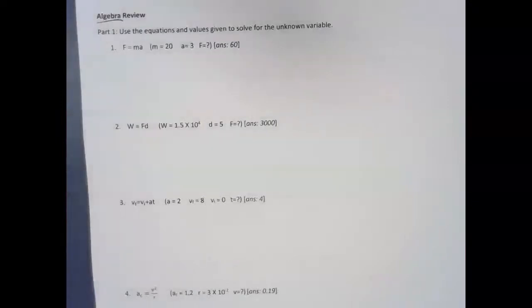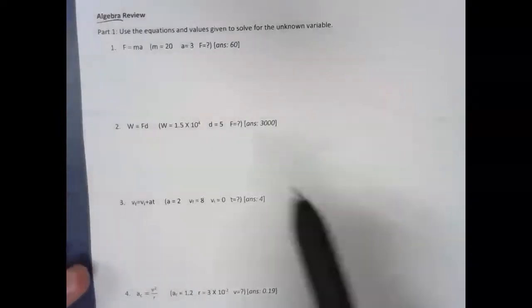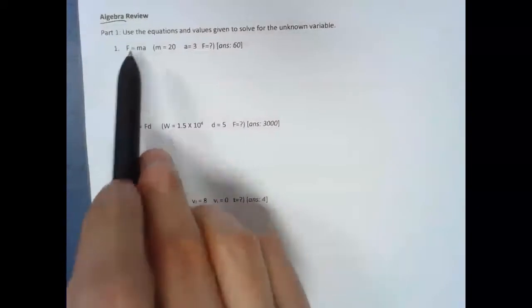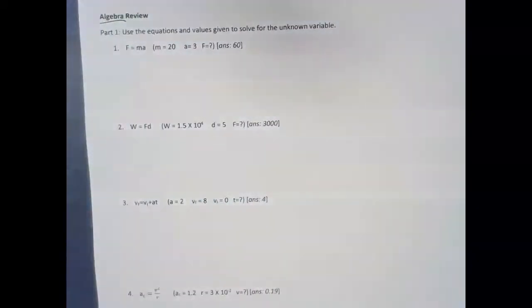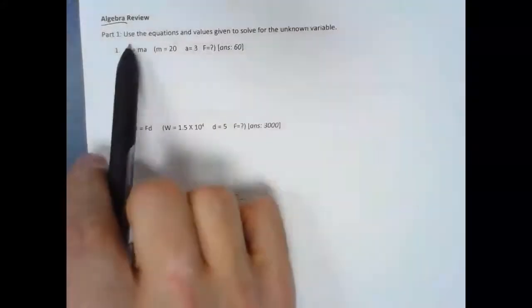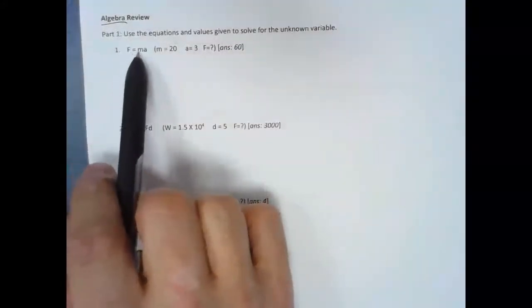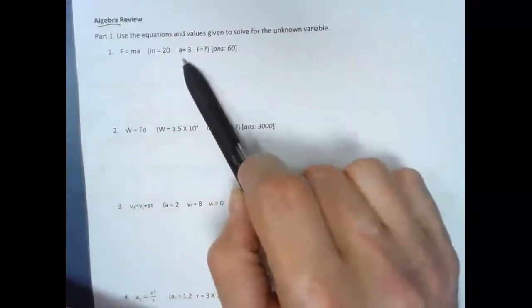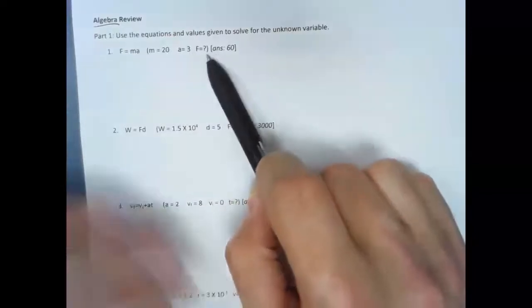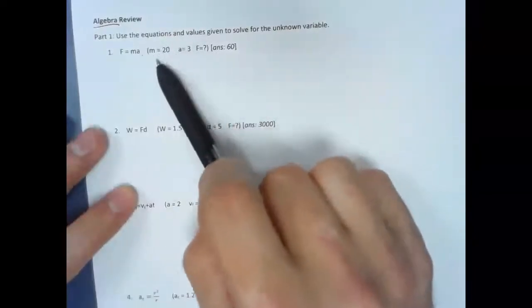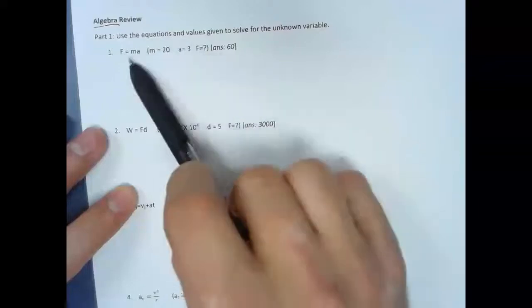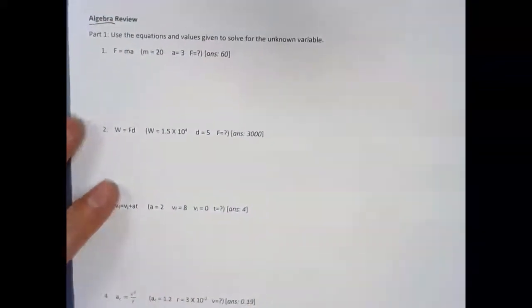So I'm going to give these problems to you in this format. I will give you the equation first, and these are all real equations that we're going to use in this class. So F equals ma means force equals mass times acceleration. And then I tell you that m equals 20, a equals 3, and F equals question mark. This tells us what to plug in. So we're going to plug in 20 for m, we're going to plug in 3 for a, and F is what we want to solve for.